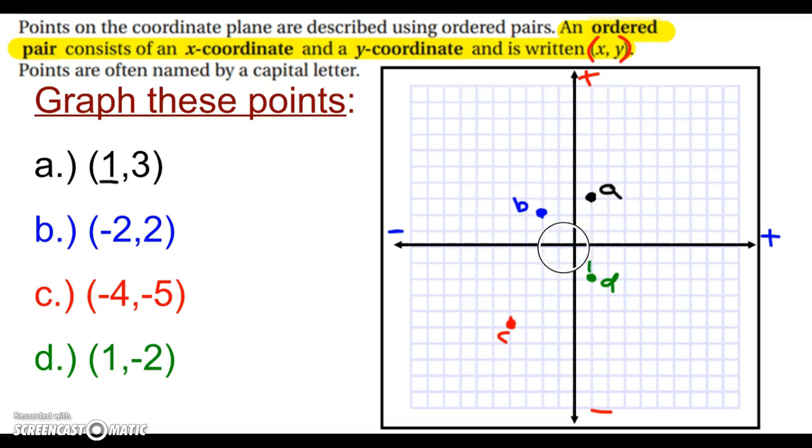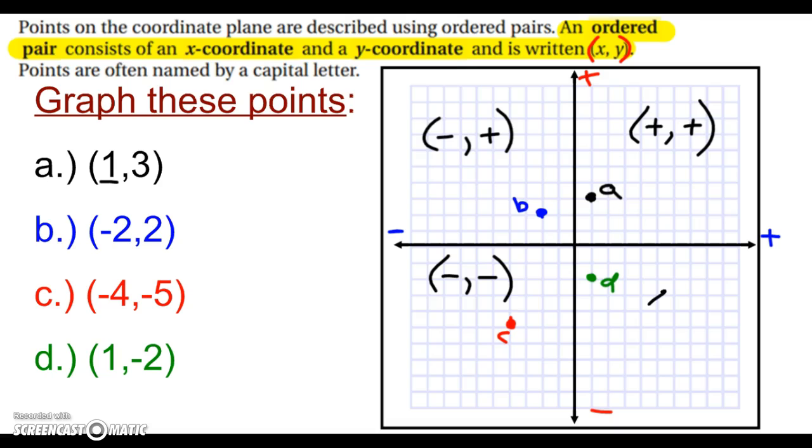If you ever have coordinates in the first quadrant, it's going to be positive, positive. If you have a coordinate in the second quadrant, it's going to be negative, positive. You're going to go to the left first and then up. If you're in the third quadrant, it's going to be negative, negative, because you go back and then you go down. And if you have something in the fourth quadrant, you're going to go positive, then negative: to the right, and then down.